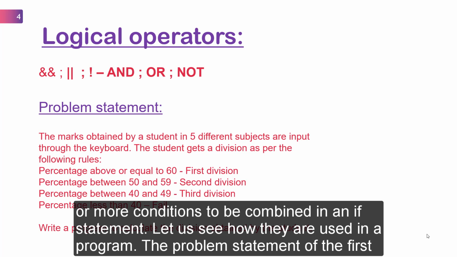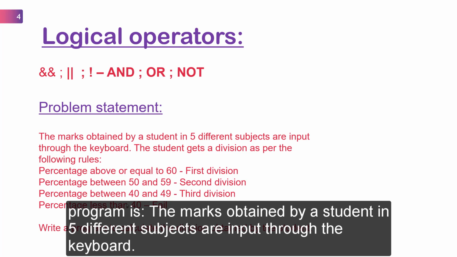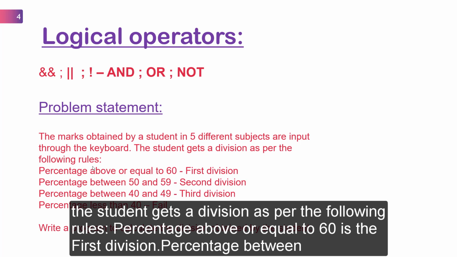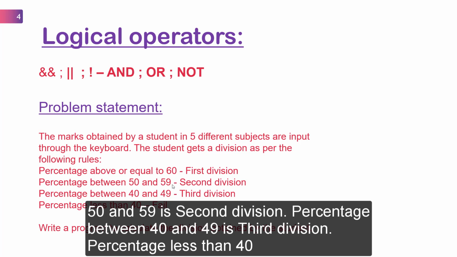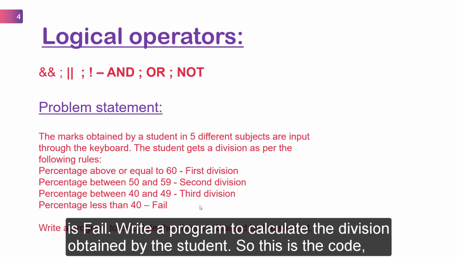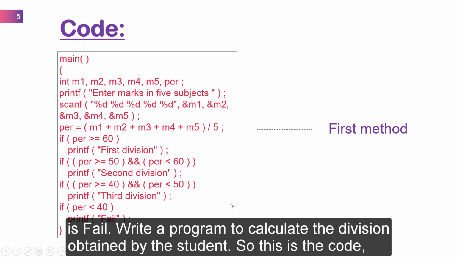The problem statement of the first program is, the marks obtained by a student in 5 different subjects are input through the keyboard. The student gets the division as per the following rules. Percentage above or equal to 60 is first division. Percentage between 50 to 59 is second division. Percentage between 40 to 49 is third division. Percentage less than 40 is fail. Write a program to calculate the division obtained by the student.